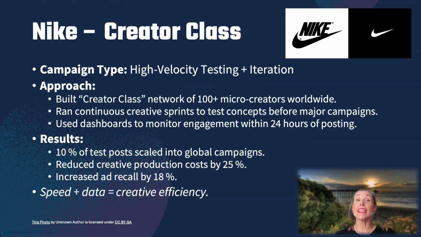This case study on Nike Creator Class shows how to build a high-velocity testing and iteration model. Nike uses a global network of 100-plus micro-creators, not just for promotion, but as real-time R&D. Nike treats influencer content as a steady stream of data. They run quick creative sprints before big campaigns, using each creator like a focus group. Within 24 hours, dashboards reveal what's resonating with real audiences, and the results speak for themselves.